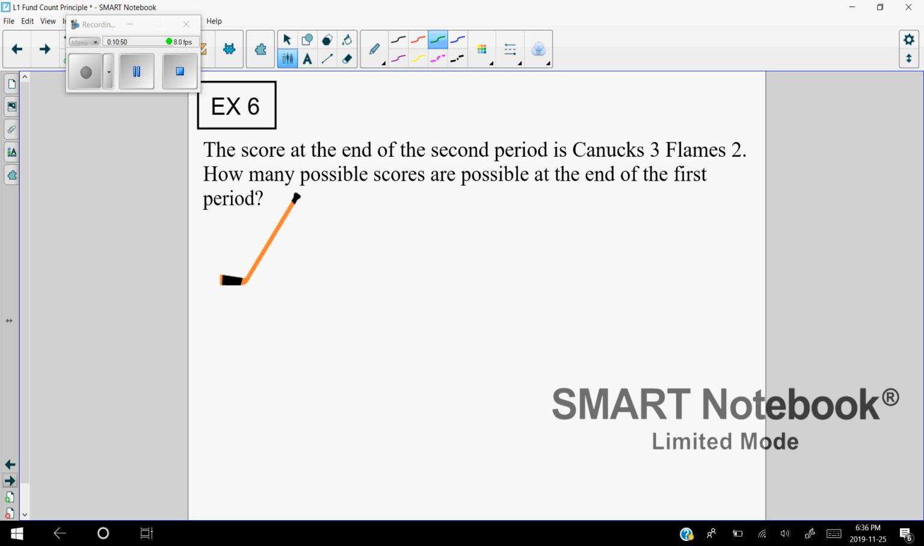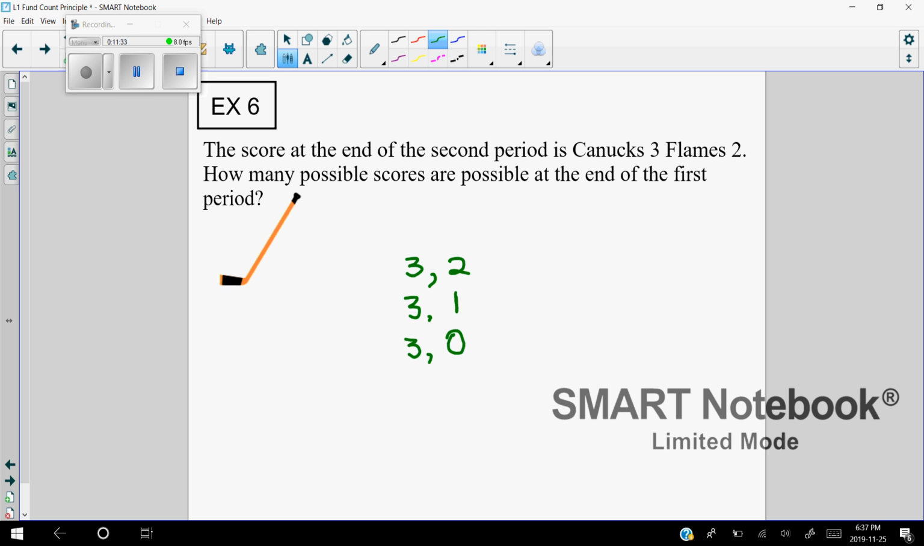All right, example 6. The score at the end of the second period is Canucks 3, Flames 2. How many possible scores are possible at the end of the first period? So, first option is that the score could be exactly the same. Canucks could have had 3 and Flames could have had 1, or Canucks could have had 3 and Flames could have had 0. So those are all the options with Canucks having 3.